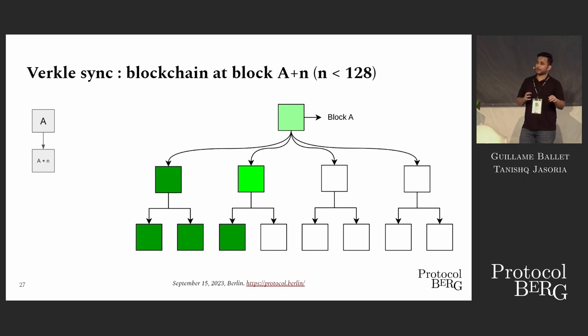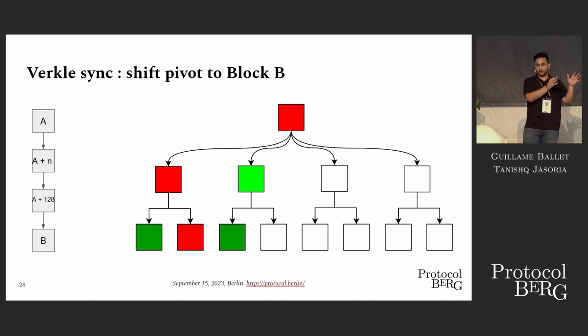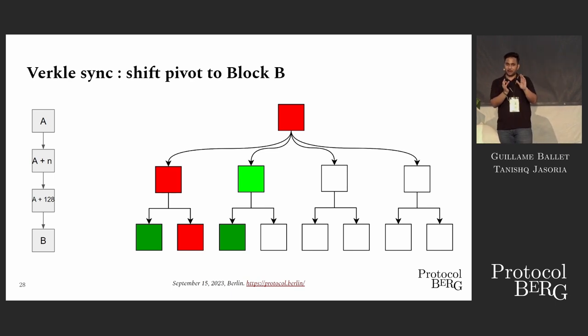Now it's good as long as N is less than 128, because the limitation with Snap and Verkle sync is that the nodes only store the data they need to serve the ranges for the last 128 blocks. So as you are syncing, if the chain moves more than 128 blocks, you cannot get the data you are trying to get for block A. The only thing you can do is move your pivot from block A to block B. But that creates a problem: the data you already downloaded was changed while the chain moved from block A to block B, and that part of the data is not consistent with what you want at block B.